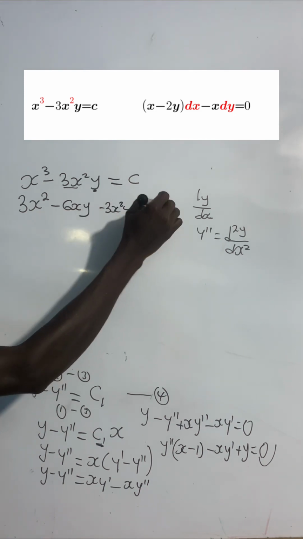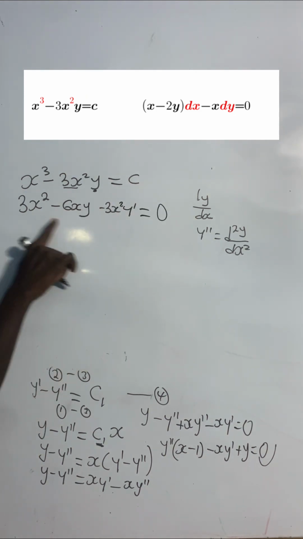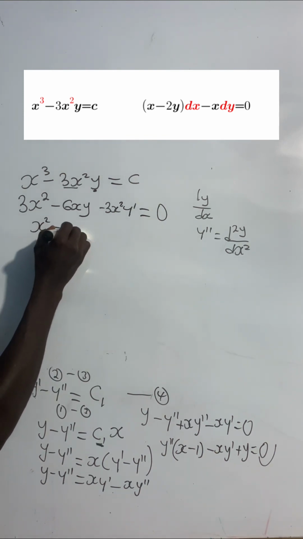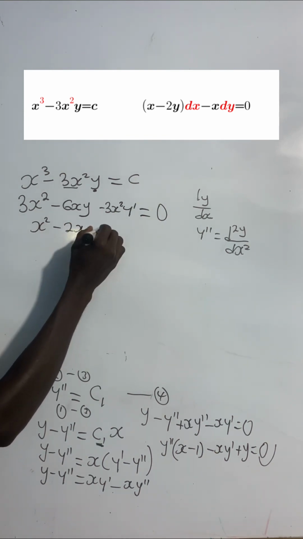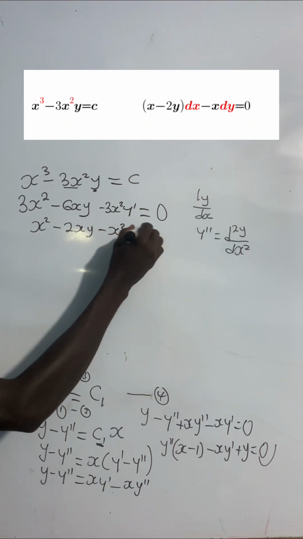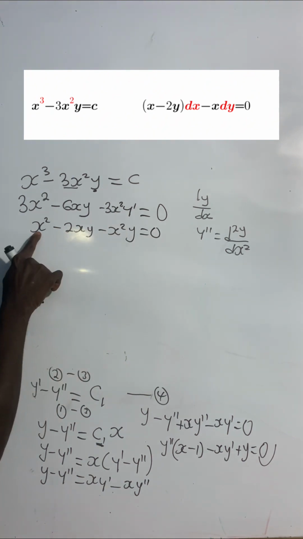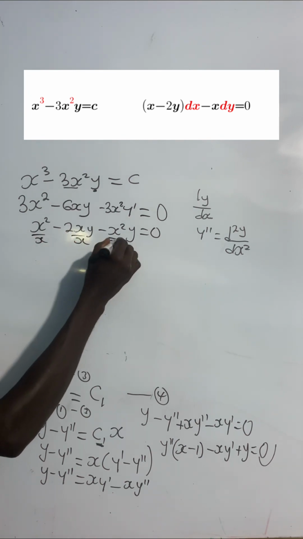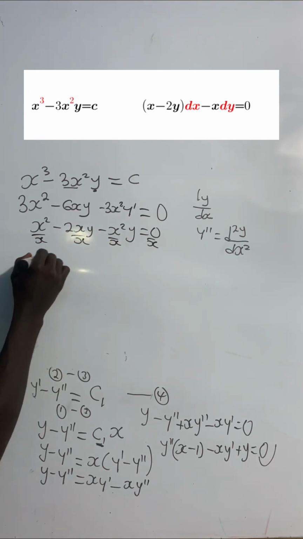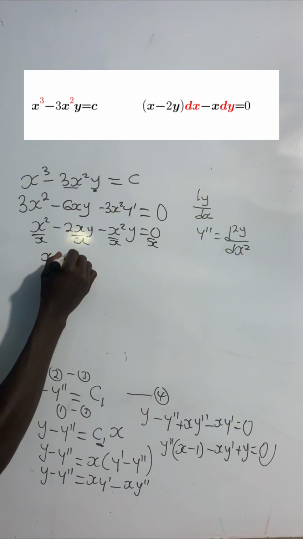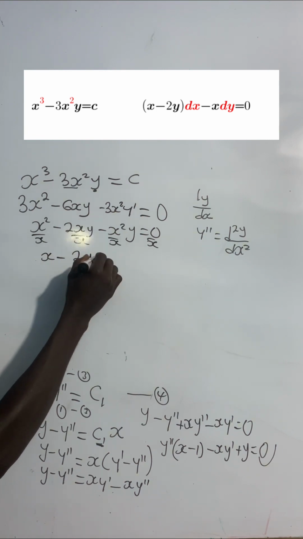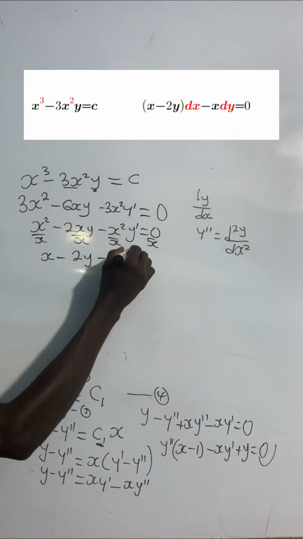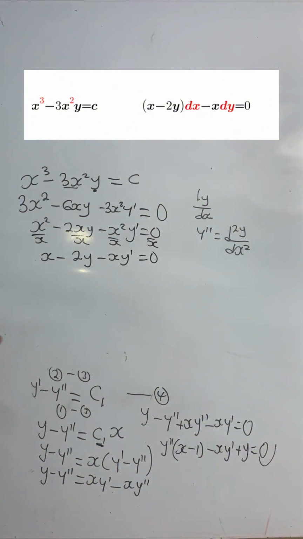So here we can divide through by 3 to get x squared minus 2xy minus x squared y prime equals 0. Then we could have divided through by 3x. So if we divide through by x, we have x minus 2y minus x y prime equals 0. Now we are good to go. Very, very simple as that.